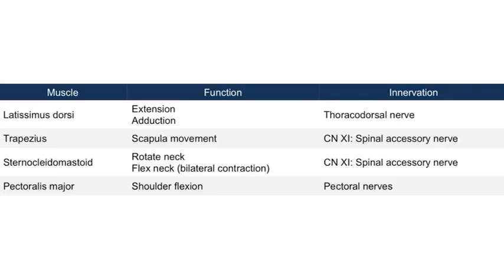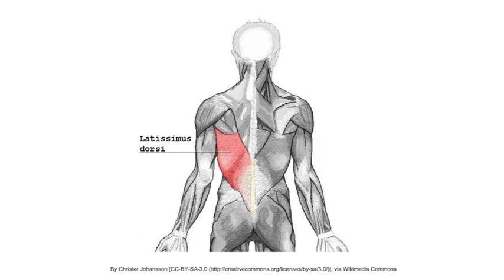This table shows you the information that you need to be familiar with regarding these four muscles. Starting with the latissimus dorsi, this muscle causes extension and adduction of the shoulder joint, and it's innervated by the thoracodorsal nerve. This image shows the latissimus dorsi, which is labeled here, and this muscle aids in adduction of the arm, which means it would pull it inward. The fact that it causes adduction is reasonable if you think of its location.